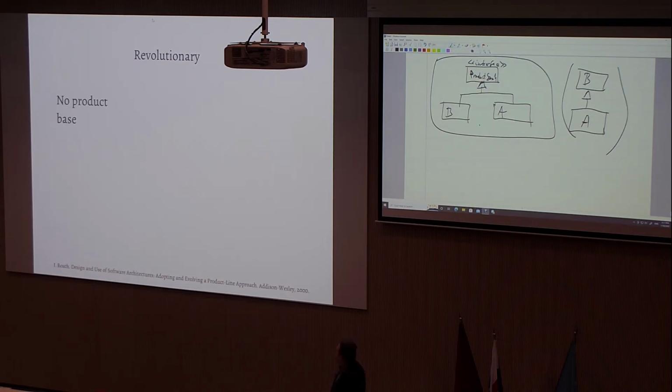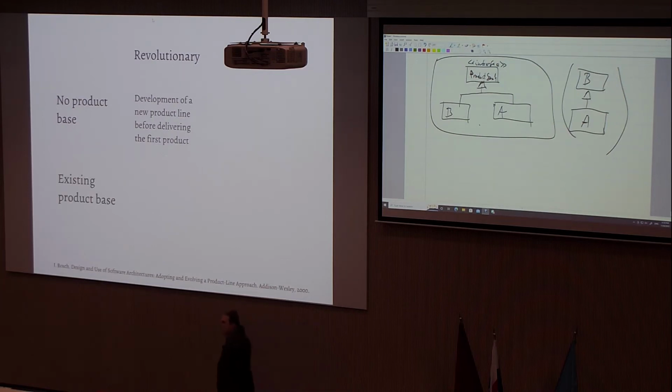This is the situation: no product base. Revolutionary, no product base. The combination of these two things. However, you can also have some products. And this is probably more probable, that you will have several products before you decide or you dare to establish a software product line.